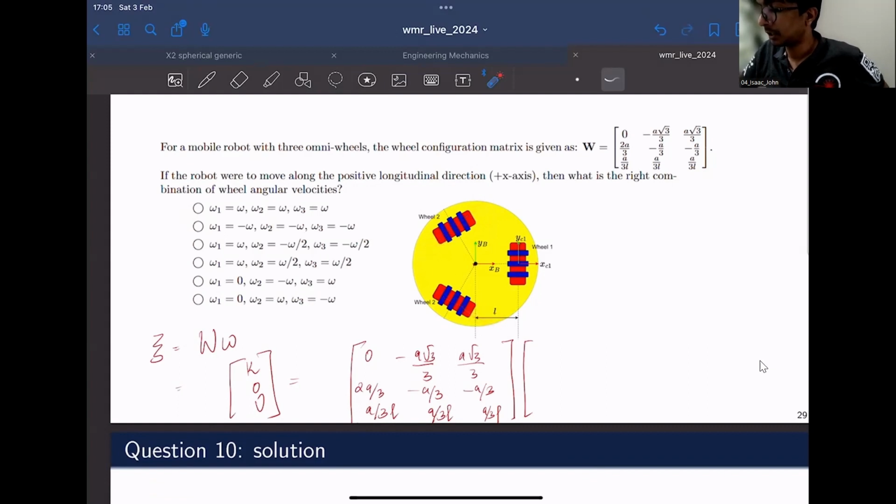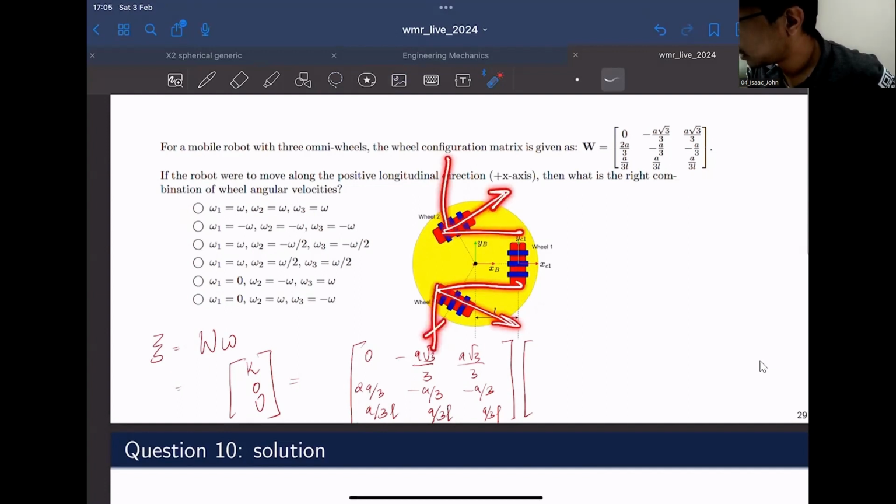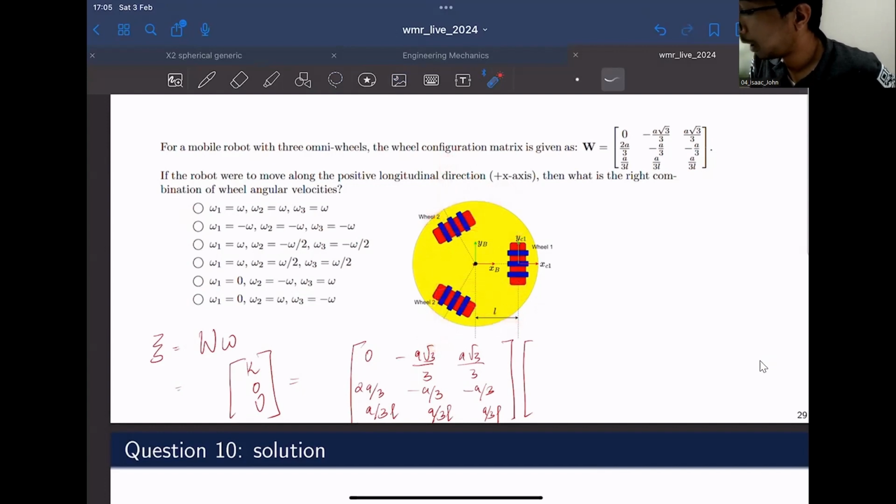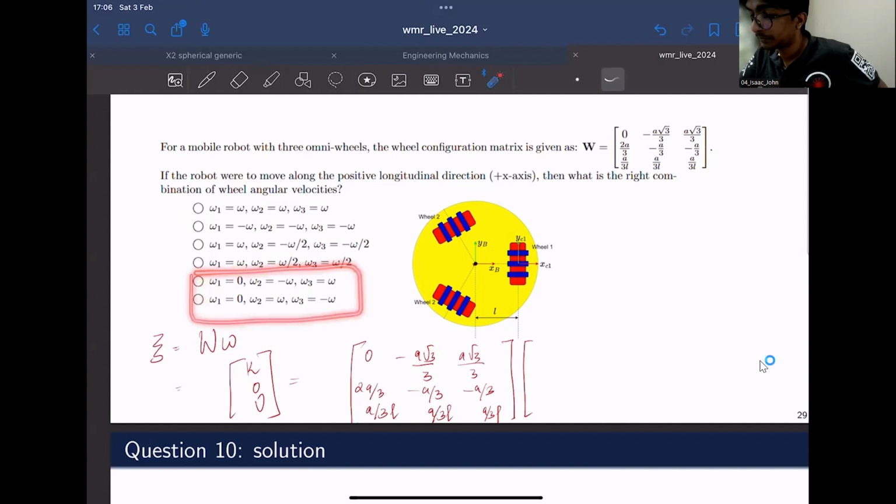These two wheels, if you resolve them, each have two components, but these components will cancel out. It can only have a resultant component along this direction. If you resolve everything along the x and y directions, these two will get cancelled, and only the component along the x-axis remains. So obviously we can select an option with omega 1 as 0. So we can go with either option 5 or option 6. We'll go with option 5 first.